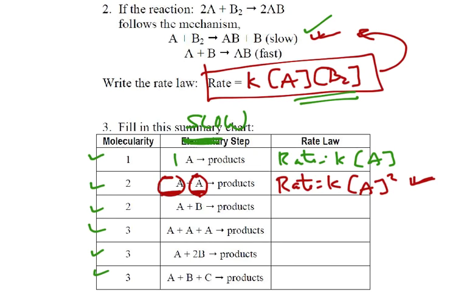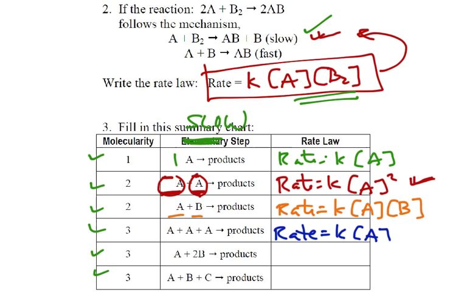Okay, third one here. Let's say we have A plus B turns into products. So we'd say the rate is equal to K, concentration of A to the first power, B to the first power. So this reaction would be first order with respect to A, first order with respect to B, second order overall. For the fourth one down here, A plus A plus A, we have A, that's our only chemical, and this would be to the third power. So if we were to double this concentration, it would be double times double times double, and that would be 8 times increase in the rate.